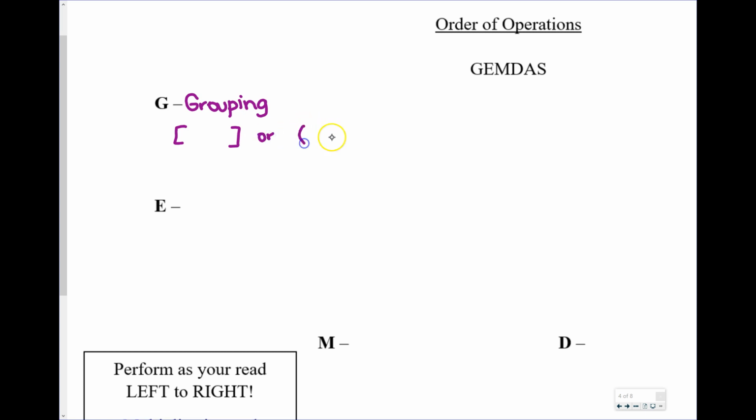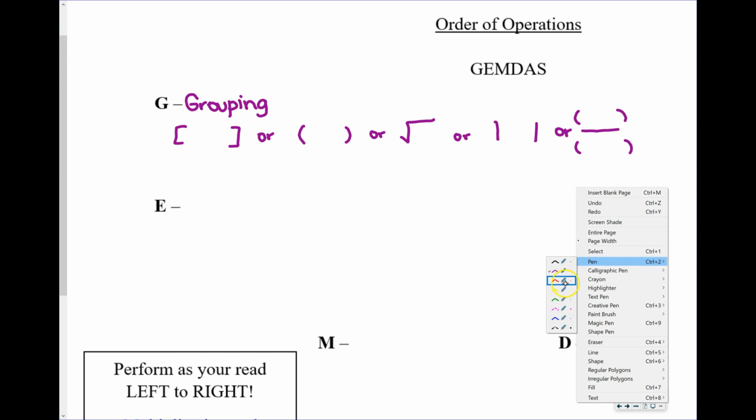It could mean parentheses. It could be a square root symbol, or it could be an absolute value symbol. It also means that if you have a fraction, the top is a group and the bottom is a group, which is going to be extremely important as we go forward. The E then stands for exponents.